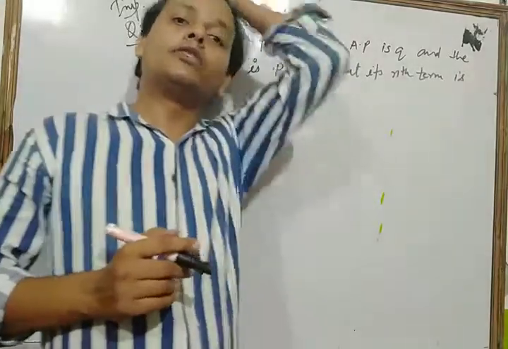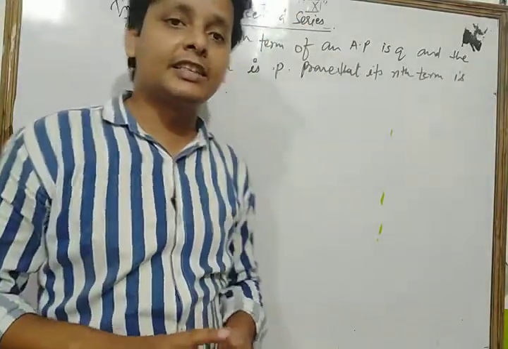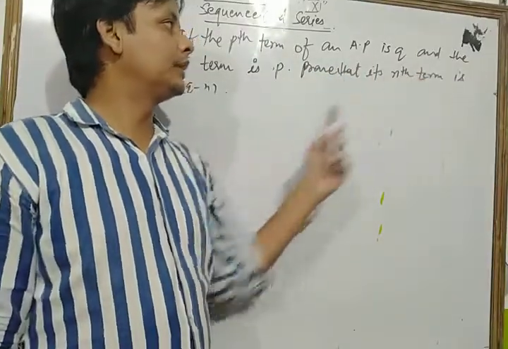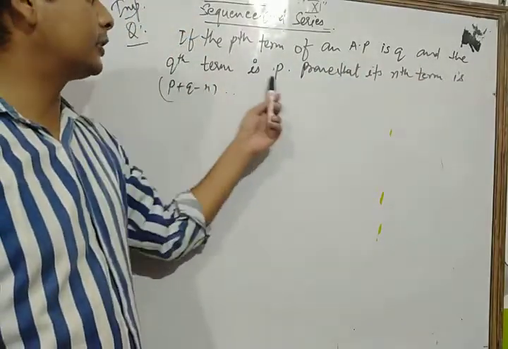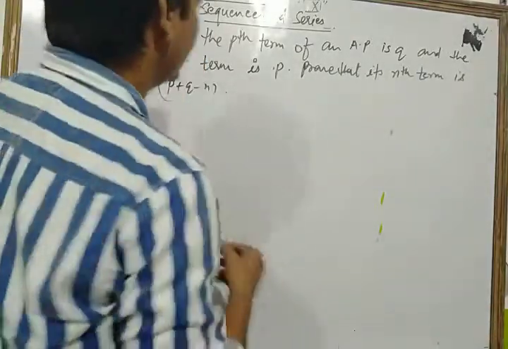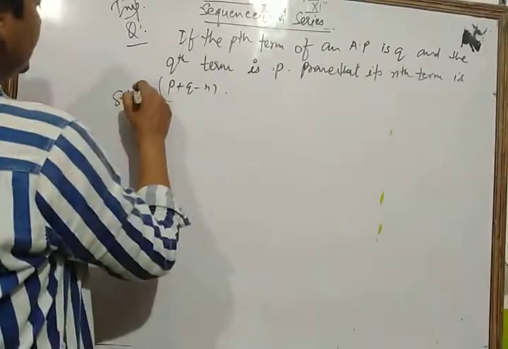So dear student, this is one of the most important questions of your NCERT exercise. Let's see once more. If the pth term of an AP is q and the qth term is p, now we have to show that its nth term is p plus q minus n. Now let's see its solution, dear student.